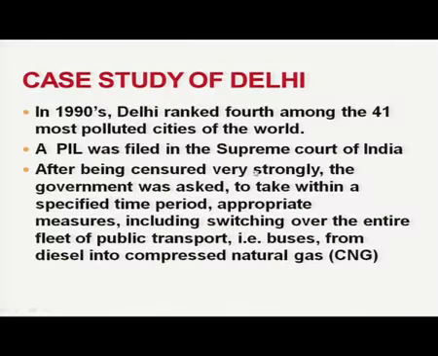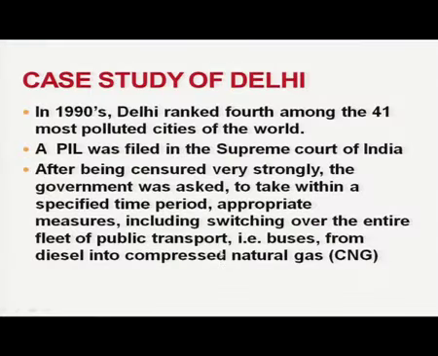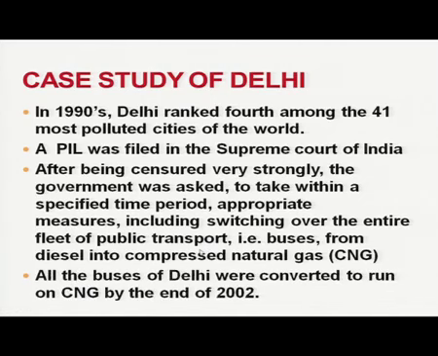After being censured very strongly, the government was asked to take appropriate measures within a specified time period, including switching over the entire fleet of public transport, that is buses, from diesel to compressed natural gas. So, there was a shift, a transformation. Earlier all the buses were running on diesel and the autos were running on petrol, but because of this directive given by the Supreme Court of India, all the buses were converted into CNG, and even the autos and taxis were switched over to CNG as the fuel.